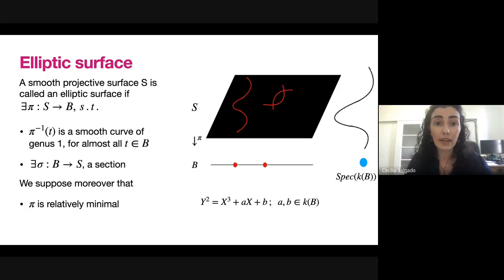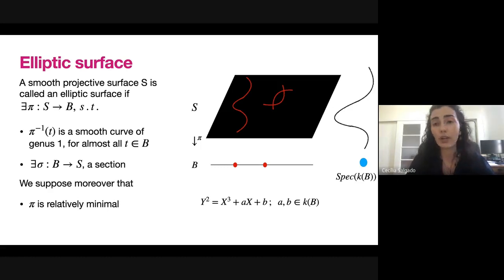Something very nice about these surfaces is that you get for free a way to write them down. I wrote this here. It's an equation which is called the short Weierstrass equation. To write it in that way, I'm supposing that the field is not of characteristic 2 nor 3, okay? And very soon I'm going to suppose actually that K is a number field. So it's a finite extension of Q, the rational numbers.